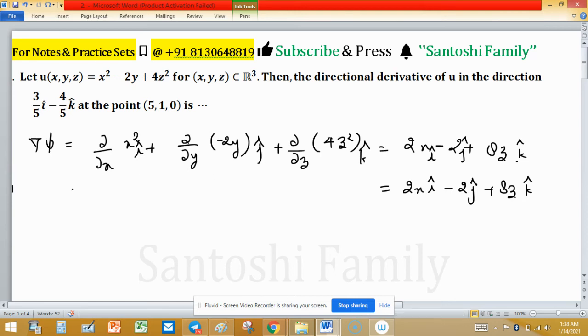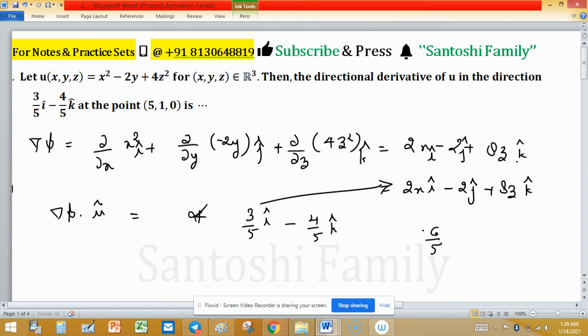Now take the dot product with u. So i with i, j with j, k with k, with 3/5 i cap minus 4/5 k cap. So i with i: 2 times 3 is 6 upon 5 x, and k with k: 8 times 4 is 32, minus 32 upon 5 z.